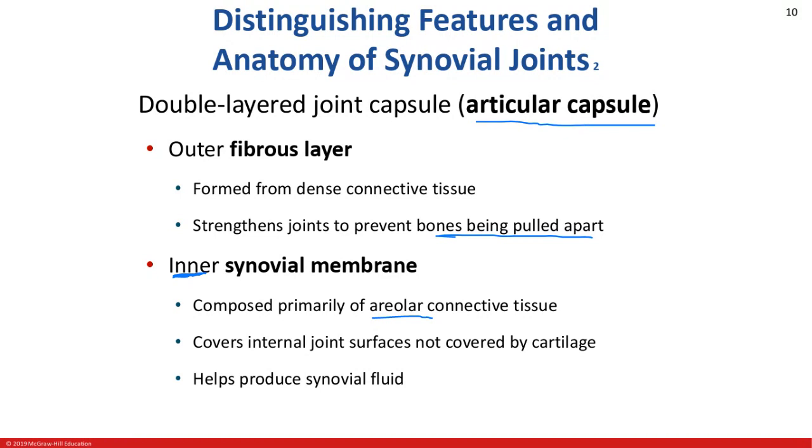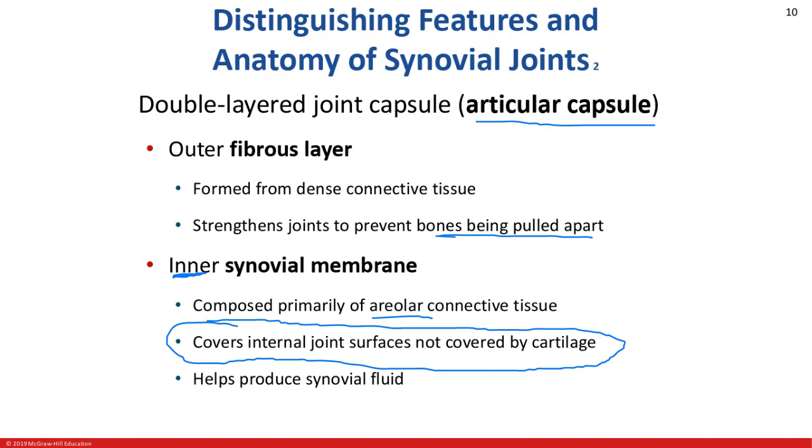Now pay attention to this second point here. It covers the internal joint surfaces not covered by the cartilage. Well, why doesn't it cover the articular or hyaline cartilage in the joint? It's because it would hurt. You get that areolar connective tissue caught in between those two bones. As they're turning and twisting and pressing against one another, you would damage the tissue. So it makes sense to not have it cover the articular cartilage.